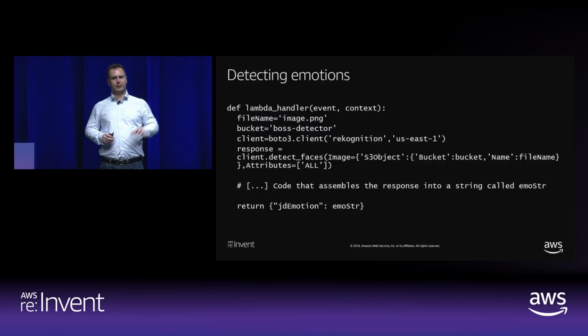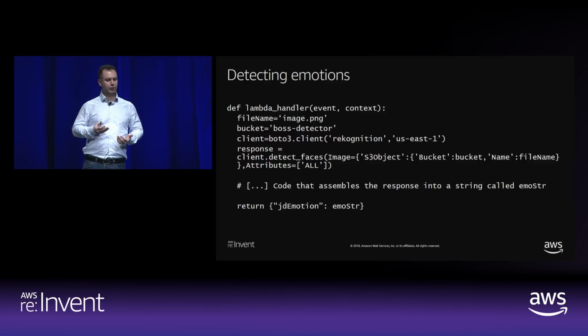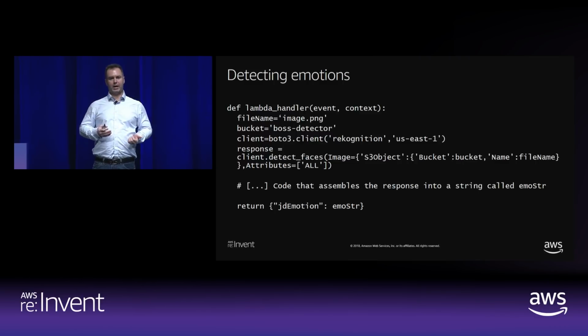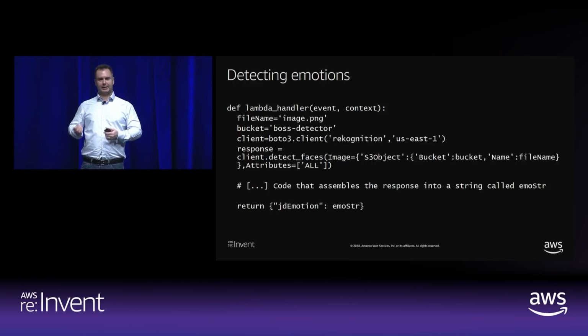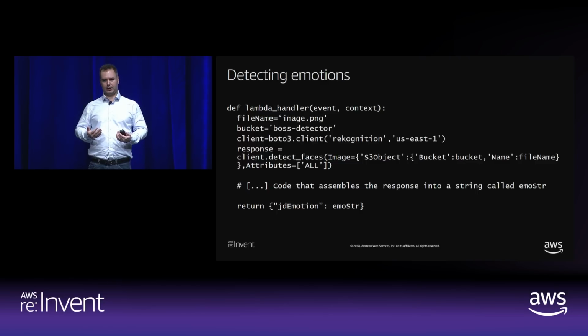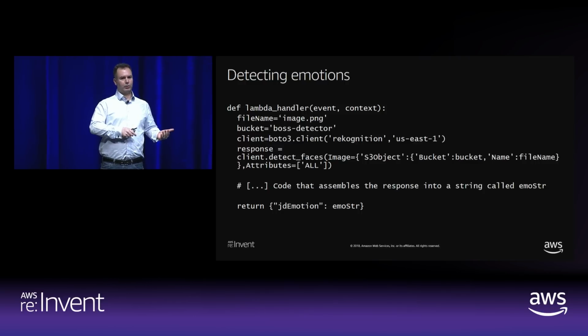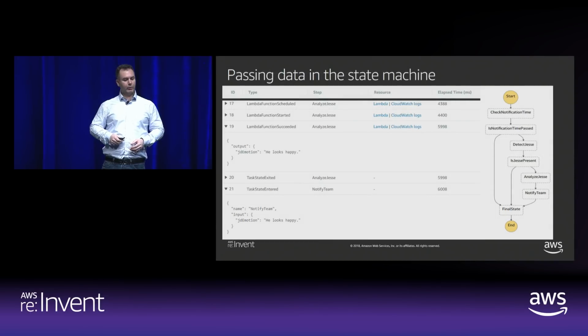So here's a little bit of code. This is just a simple Python-based Lambda function that shows the detection of emotions. First couple of lines are just setting up some variables. Then I make a call into Amazon Rekognition, which will return an array of faces and emotions. And I've snipped out some of the code here, but all it actually does is iterate through this array and assemble a string of emotions that are present with high confidence, right? And so this is returned ultimately in the final statement here in the variable JD emotion into the main state machine. And we can see this in action here.